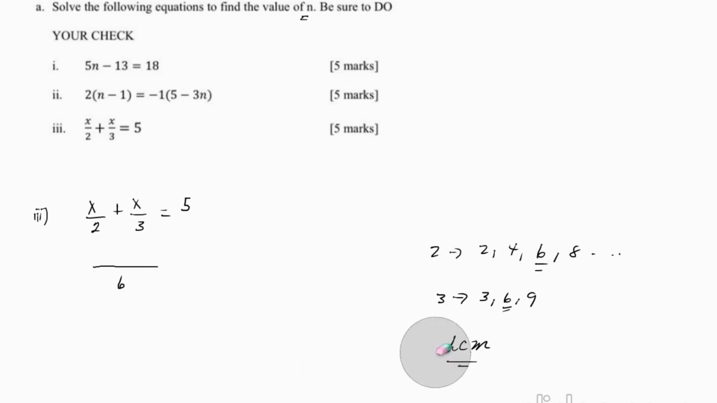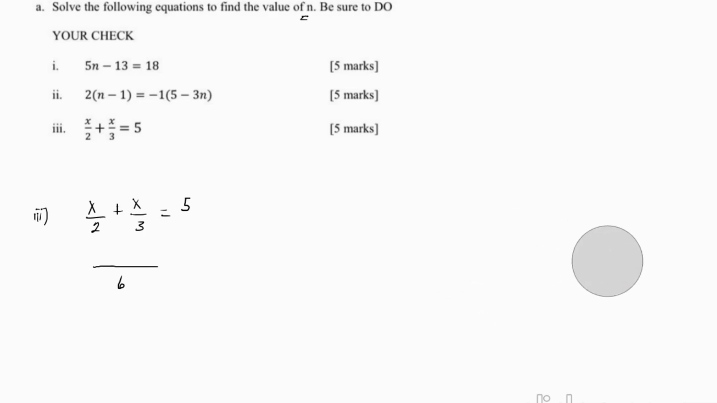So once we found the LCM, which is 6, what I'm going to do is I'm going to say 2 into 6 is 3. 3 times x is 3x. So 3x plus 3 into 6 is 2. 2 times x is 2x. And this again is still equal to 5. So now I have 3x plus 2x is 5x over 6 is equal to 5.